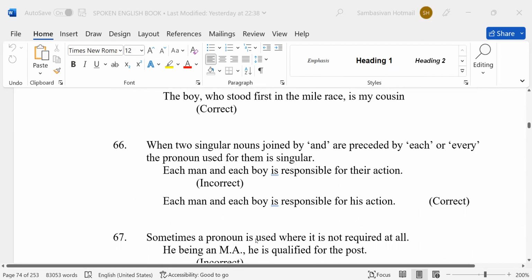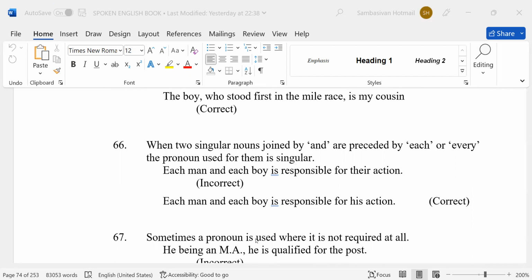66. When two singular nouns joined by and are preceded by each or every, the pronoun used for them is singular. Each man and each boy is responsible for their action. Incorrect. Each man and each boy is responsible for his action. For his action. Okay. Not their.